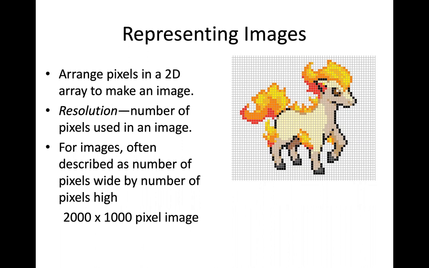And we often talk about an image in terms of its resolution, which is the number of pixels that comprise it. So, for example, we might have an image that's 2,000 pixels wide and 1,000 pixels high. And so that's how we describe this image. It's a 2,000 by 1,000 pixel image.